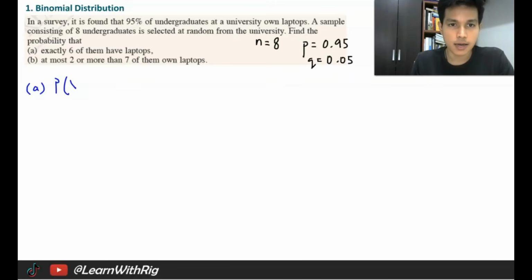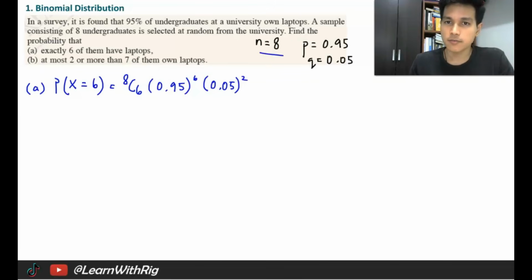So P(X equals 6), because exactly 6, right? So 6 of them have laptops. So straight away use the formula. 8 choose 6, 0.95 power 6, and 0.05 power 2. You see, once you find the n value, the p value, q value, as well as the r value, you can solve already. Right? These are the 4 things you need.